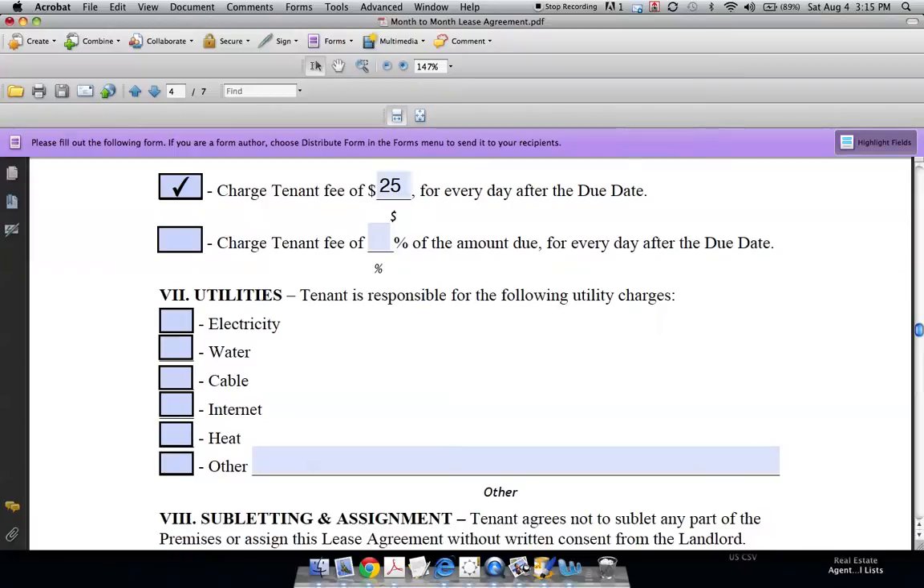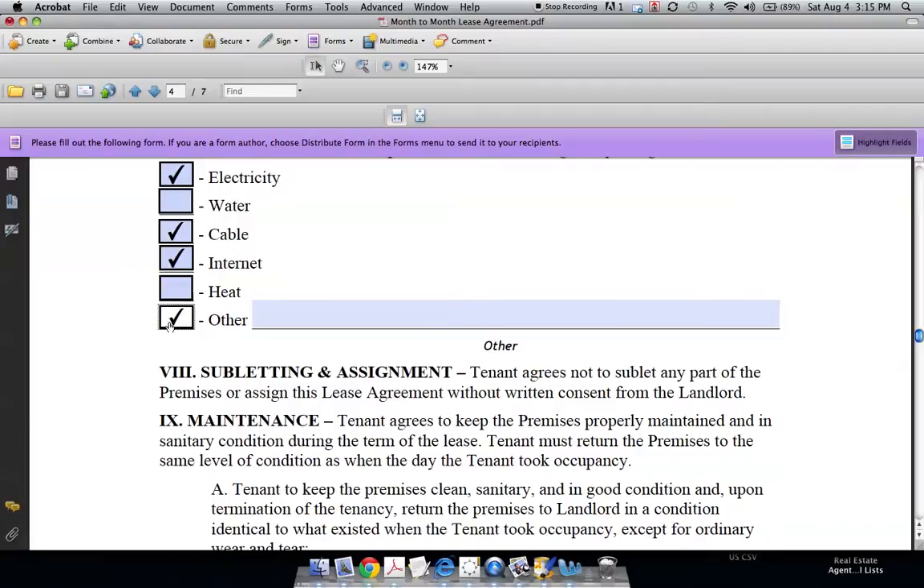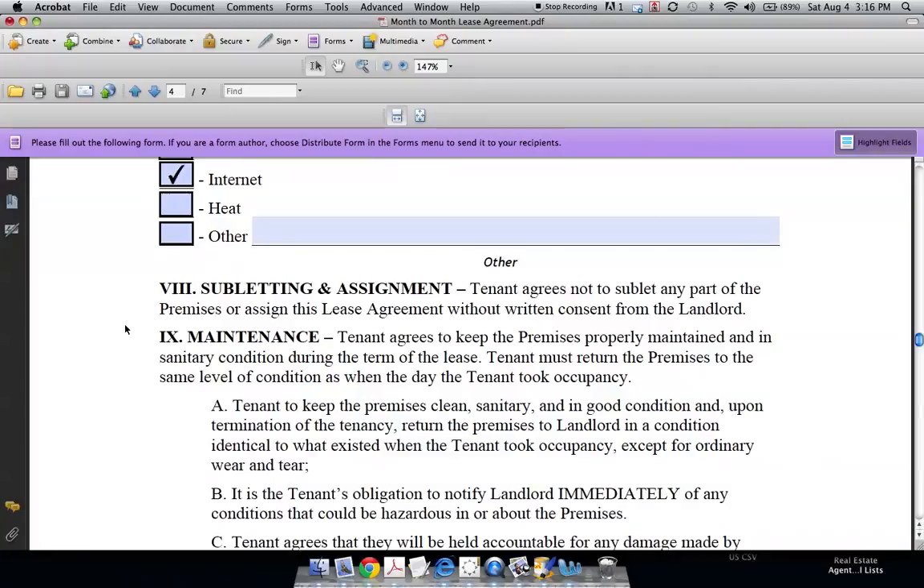Utilities, what is the tenant going to be responsible for? Most of the time the landlord pays for 2 out of the 5 of these, but I've seen leases where the landlord doesn't pay for any of these. So you just click in here on which ones the landlord or the tenant is going to be responsible for, and it's easy as that. We'll just say that the tenant is going to be responsible for his electricity, internet, and cable, and we'll take care of the water and the heat here. And then obviously you've got other, just in case there's parking or some other fee that's involved.